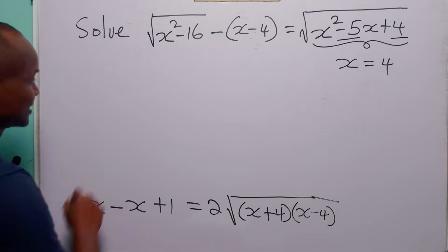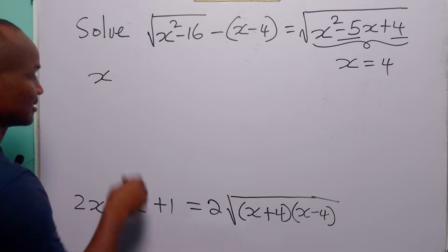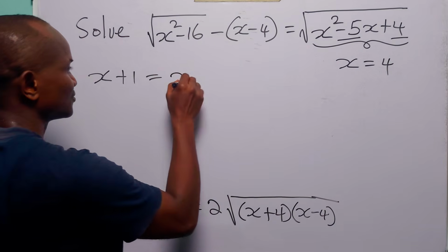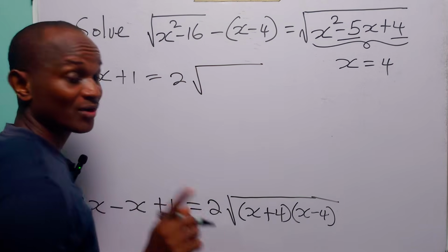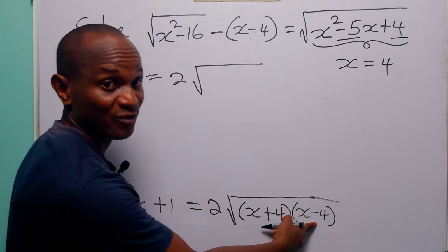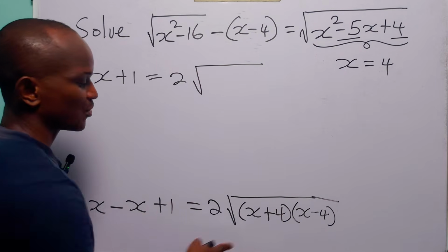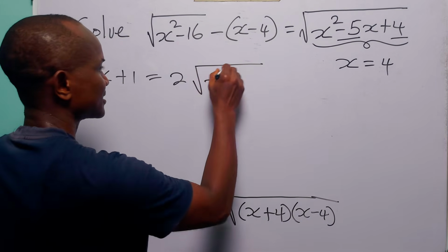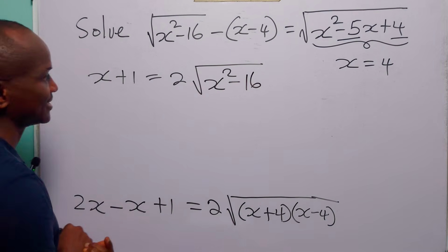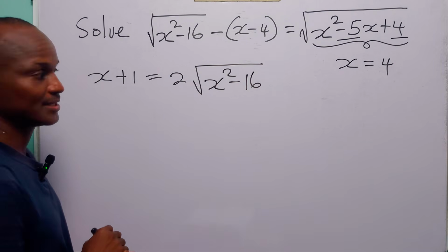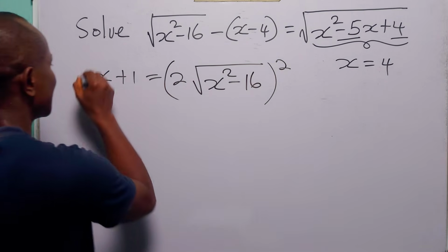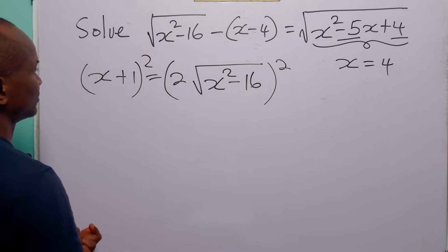2x minus x is equal to x. Then we have plus 1, and this is equal to 2 times the square root of, now remember that x plus 4 times x minus 4 is the difference of two squares. So this is x squared minus 4 squared, which is 16. And now finally, to get rid of this square root, we square both sides of this equation.